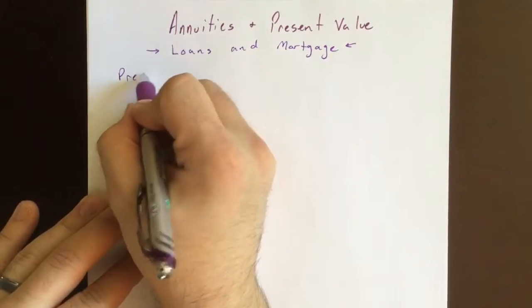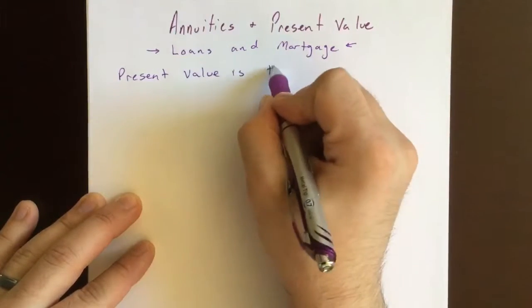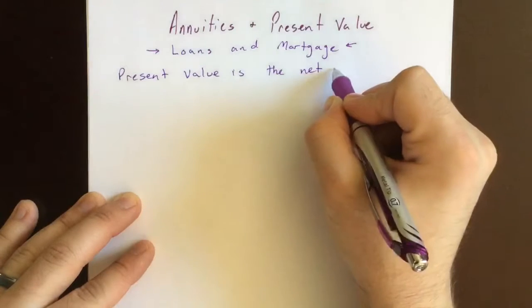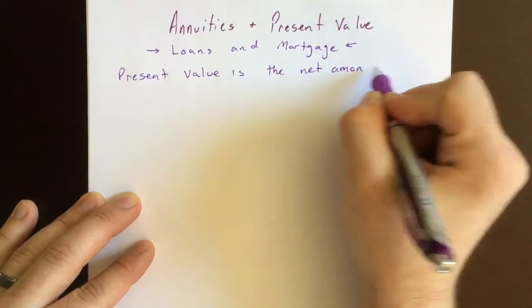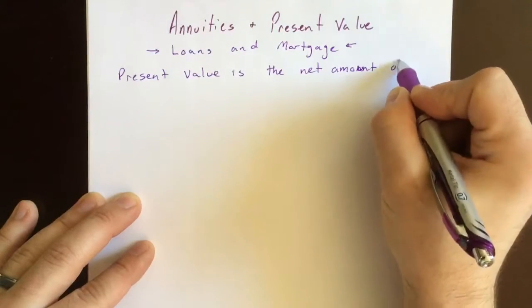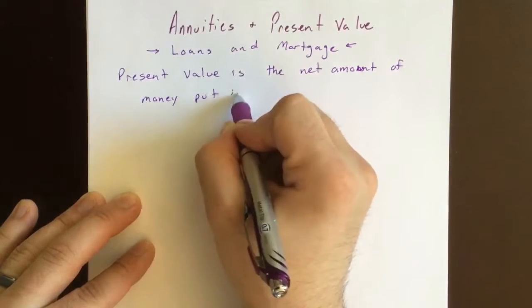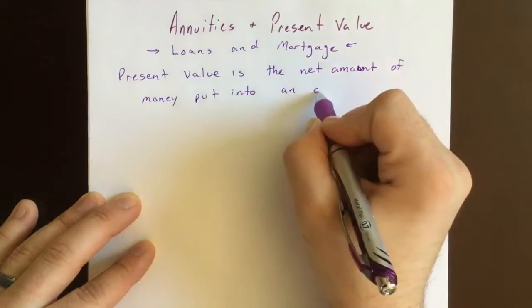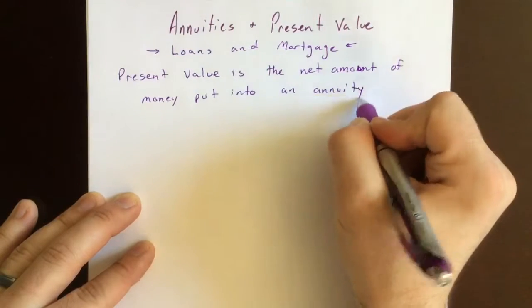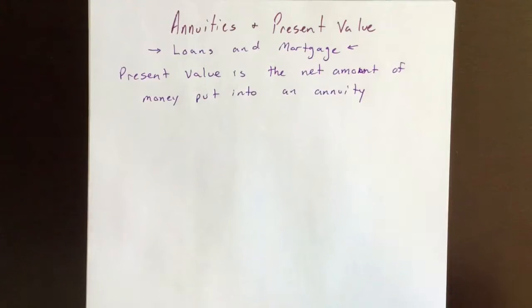So present value is the net amount of money put into an annuity. Okay, so it's that net amount. So before we were looking at how much money we were getting out of it.